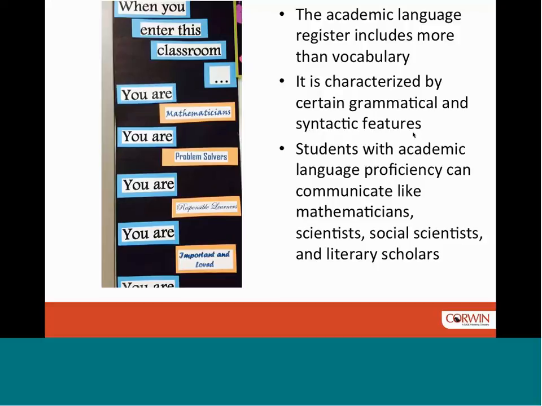This poster on the left was a poster that we saw in a newcomer school where the teachers really understood that their students needed to understand the language of their content areas. I like it very much. When you enter this classroom, you are mathematicians. You are problem solvers. And we need to help our students understand this as they go into each content area. Next slide, please.